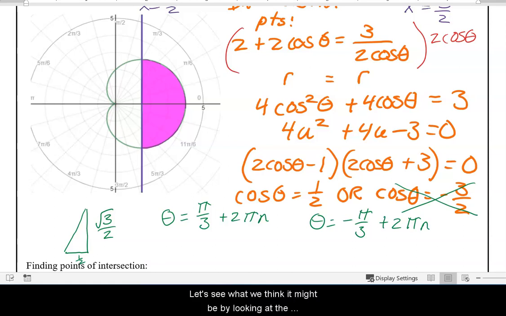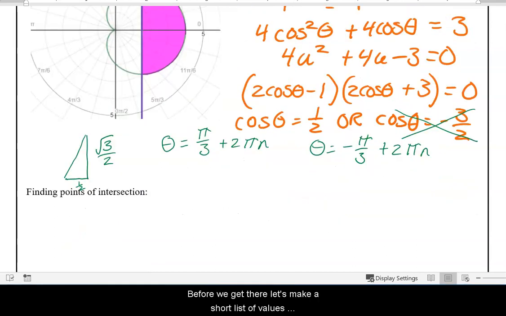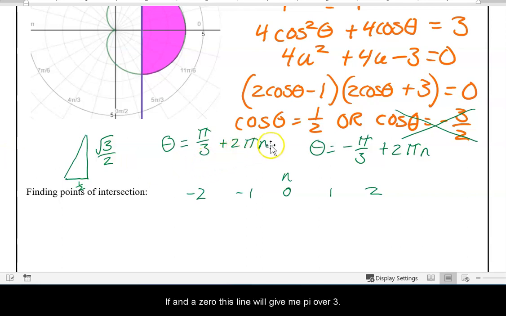Let's see what we think it might be by looking at the graphing calculator. Before we get there, let's make a short list of values that we think will work. We have two different options, so we'll need 2 rows for our n's. I have 0, 1, 2, and -1, -2. If n is 0, this line will give me pi over 3.